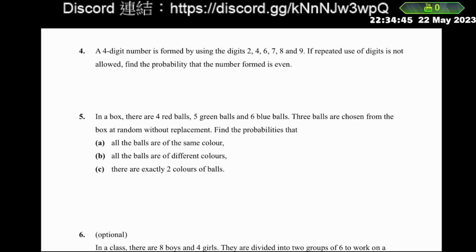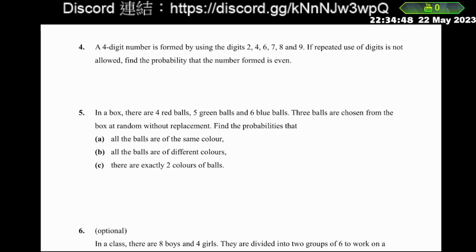Next, we have question 4. A 4-digit number is formed by using the digits 2, 4, 6, 7, 8, 9. So there are 6 digits altogether. If repeated use of digits is not allowed, so if you use one, you cannot use it again, find the probability that the number formed is even. Again, we can use the filling-in-the-blank method. If there is no special requirement, then it is 6 choose 4, but the order is important. Therefore, it will be 6P4.